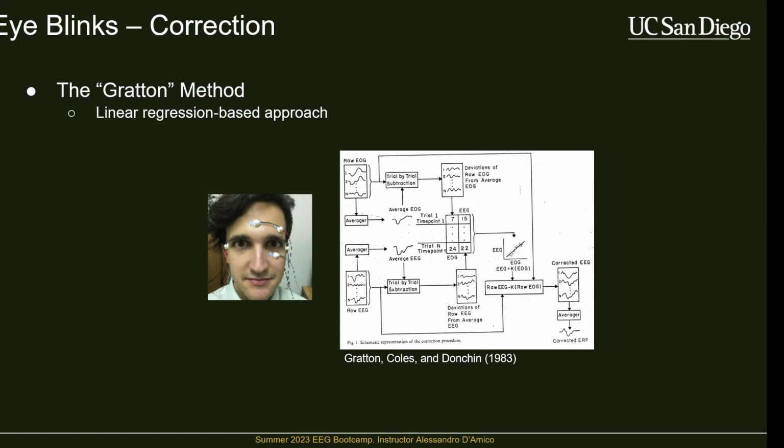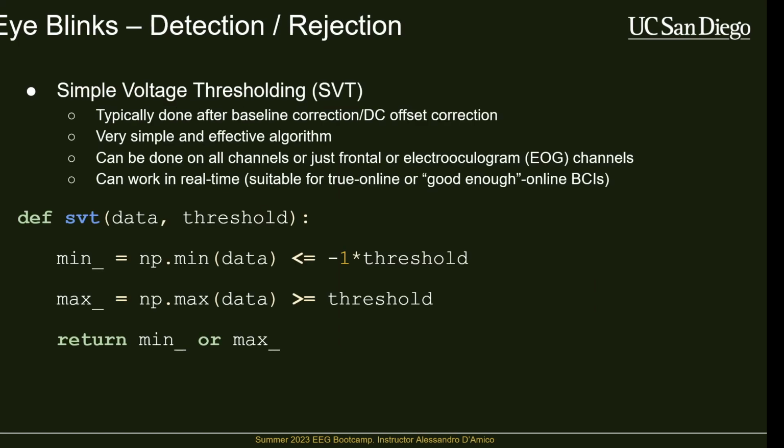Yeah. What's the downside to simple voltage thresholding? Great question. The main downside is it's not going to give you your signals back. Essentially, you're just finding where a blink exists, and then you're rejecting that trial. You're throwing it all away. It's like throwing the baby out with the bathwater. It's not a correction technique, it's a detection and rejection technique.